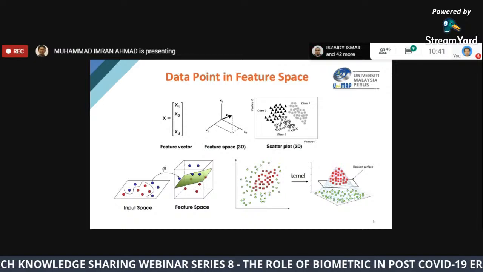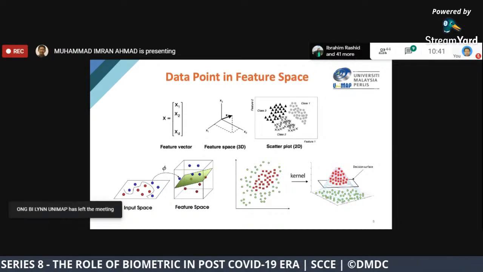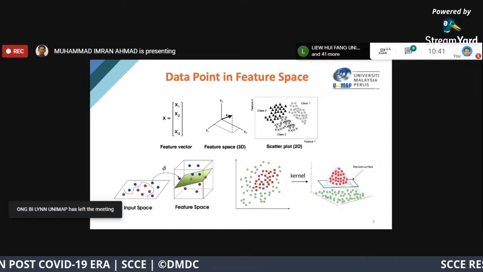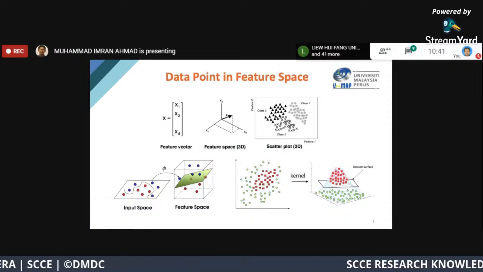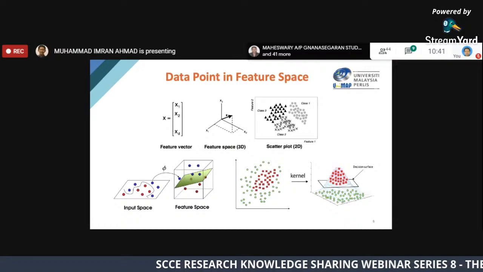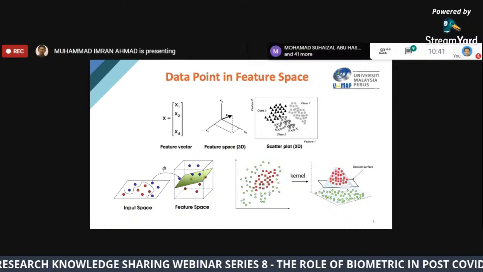We try to make it well separated between class 1, class 2, class 3, and so on. You can imagine in actual biometrics, the number of persons may be up to 1 million, up to 10 million. So you can imagine this is a very, very challenging task in classifier design.